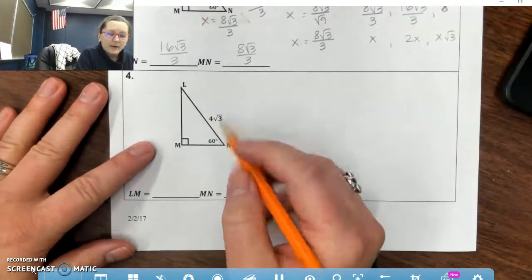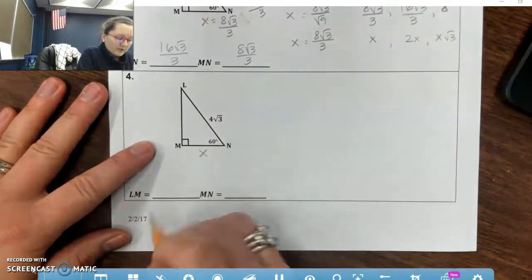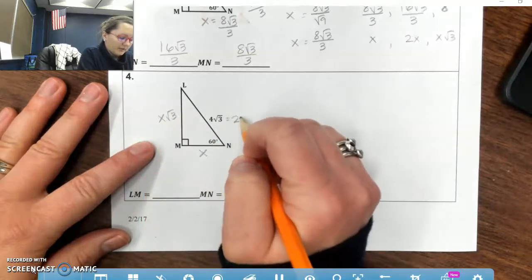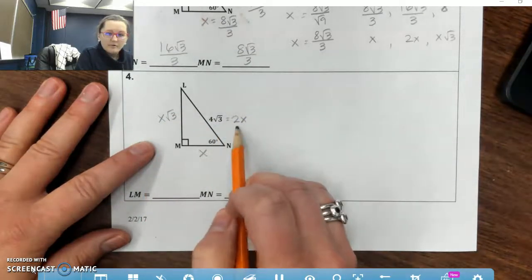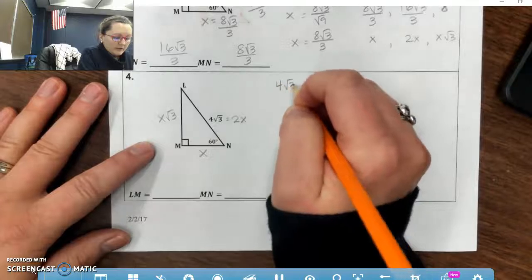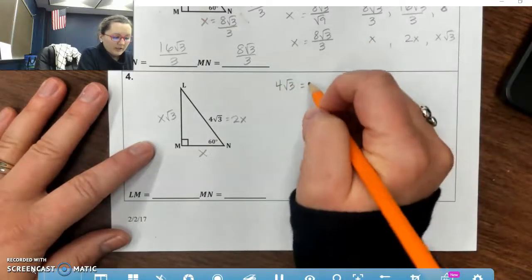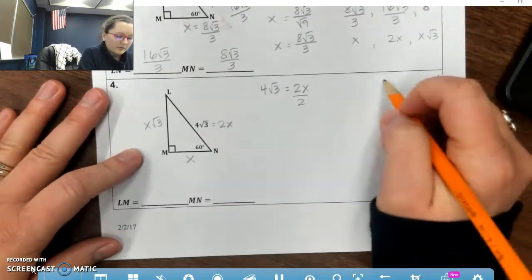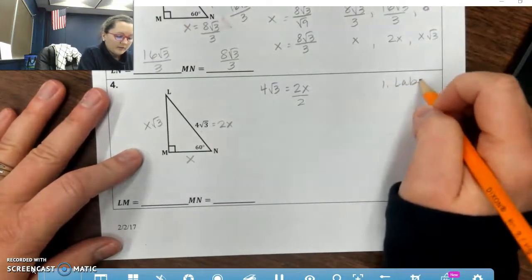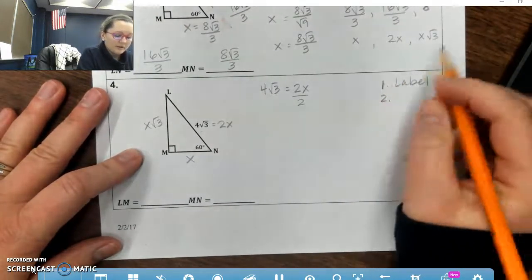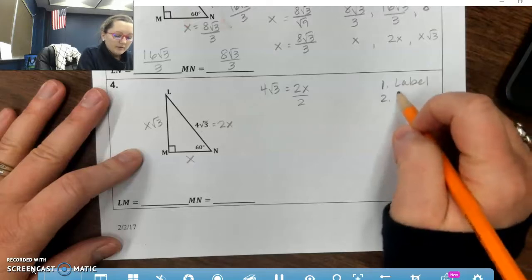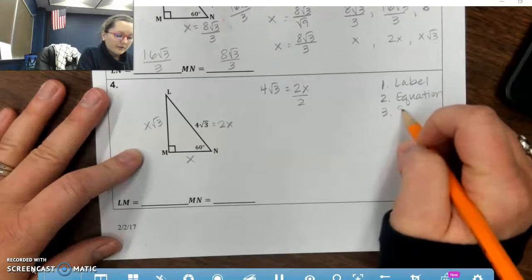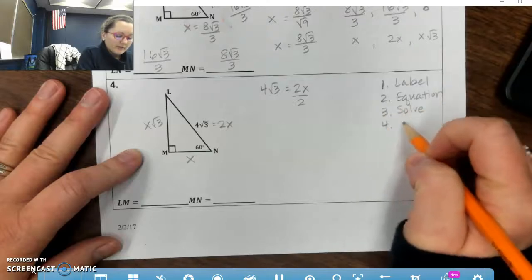All right, let's plug in our pattern. Our x value is our short side. Long side is x root 3. Hypotenuse is 2x. We're going to take our known value and create that equation. 4 root 3 equals 2x. Solve. So remember, label, right? These are our steps. These are going to be our steps throughout the semester. Label, then we're going to write our equation or use our formula. We're going to solve. Last step, plug in.